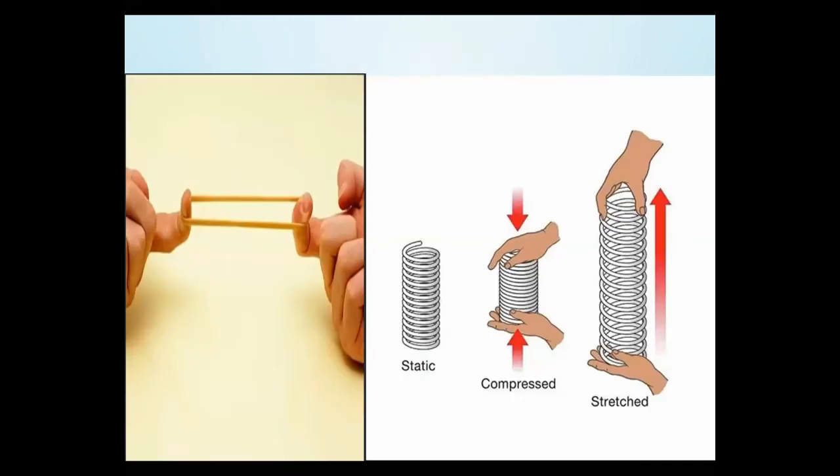As you can see in this diagram, here's the rubber band. When we apply an external or deforming force on it, its configuration, position or length will change. When we remove the external force from it, it will regain its original position or configuration.